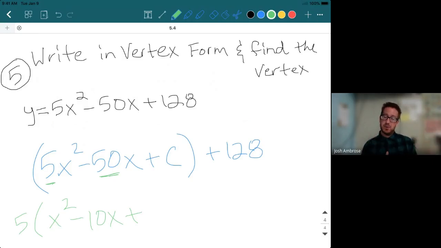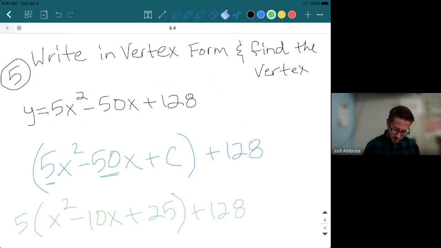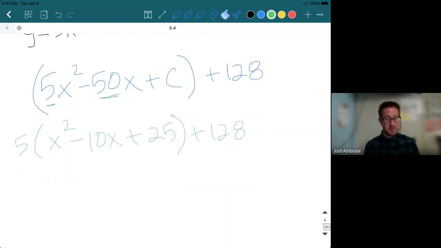How do we do that? Remember, c equals b divided by 2, that whole quantity squared. So 10 divided by 2 is 5. 5 squared is 25. All right, now what you're going to see is this plus 128 over here.